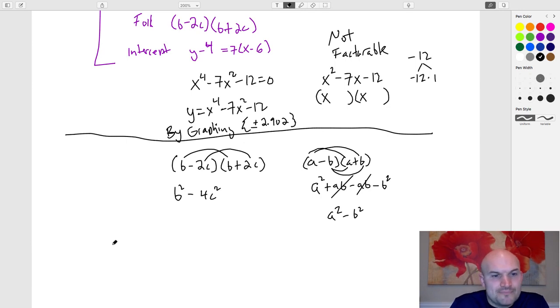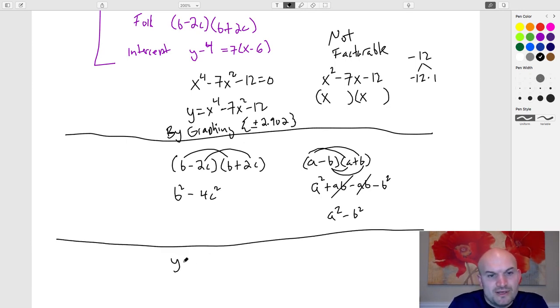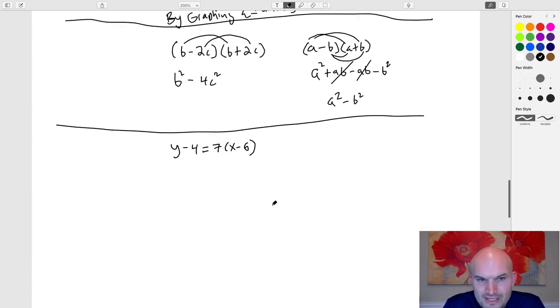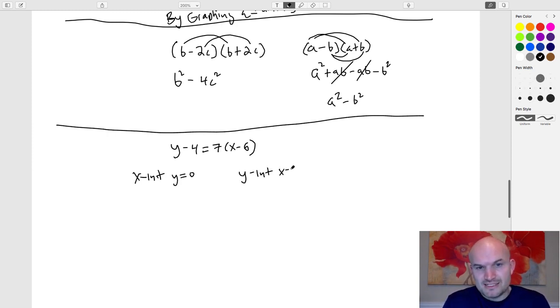All right, last one is to find the intercepts. Well, that's going to be y minus 4 is equal to 7 times x minus 6. Okay, so the main important thing, guys, is there's a couple different ways you can do this. But I just like to think of, one thing that even in precalculus comes up a lot. X-intercept is when y is equal to 0, and the y-intercept is when x is equal to 0, right?